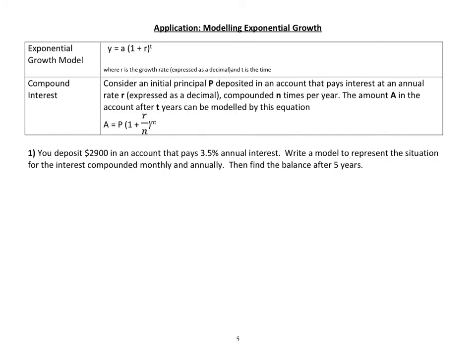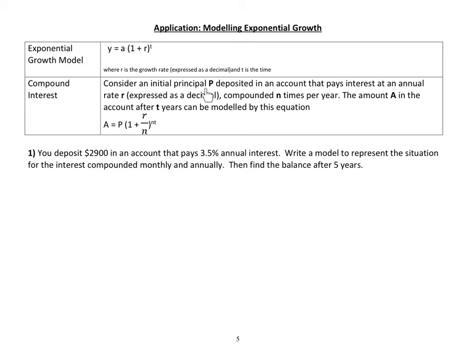In this video, we shall look at how to apply exponential growth to real-life problems. And remember, here we have the equation for exponential growth. The R is the growth rate expressed as a decimal, and T is the time.